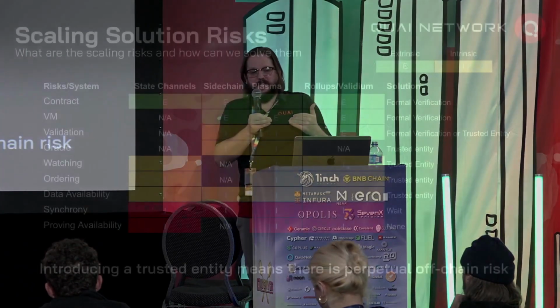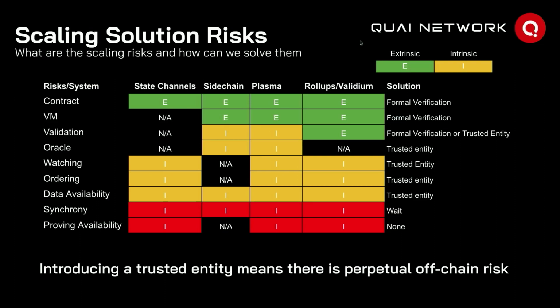So what does this all mean? We are introducing trusted entities, and we are carrying perpetual off-chain risks whenever we use one of these scaling technologies, and we have to always be aware of what these risks are and mitigate them appropriately.